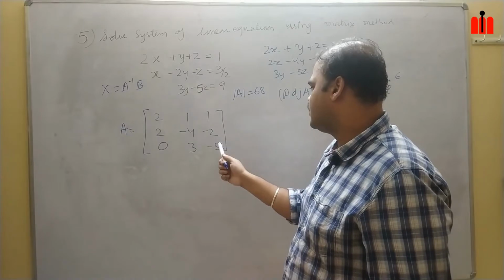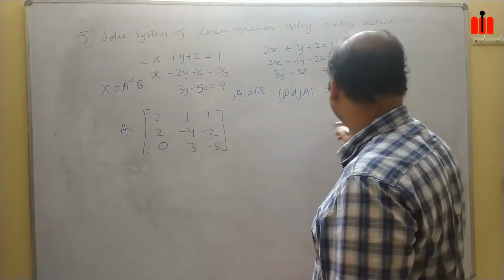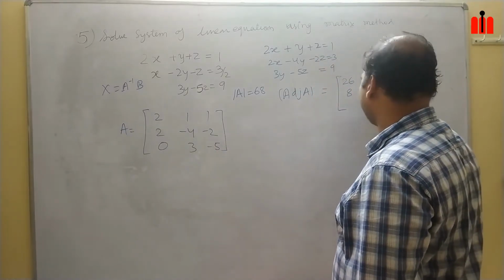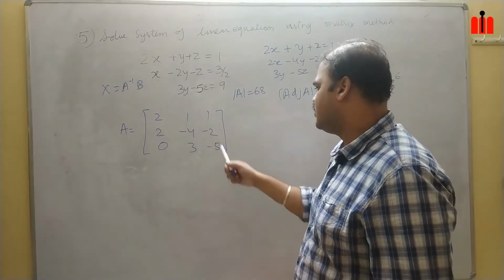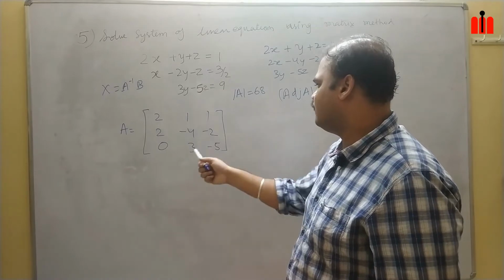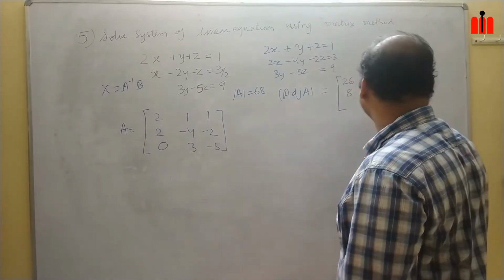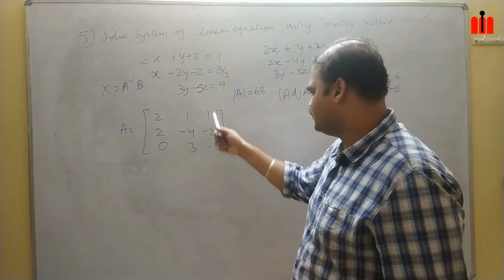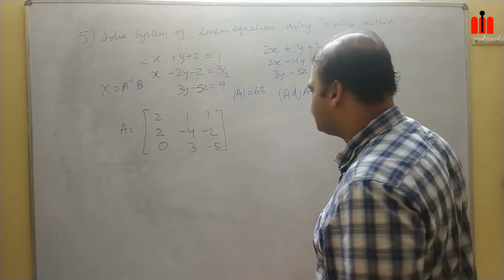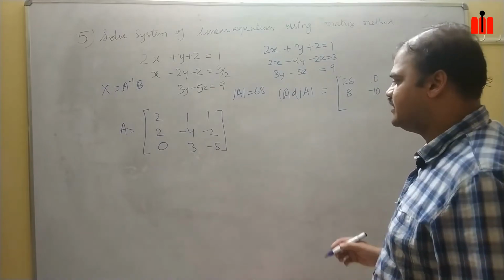Cofactor of minus 4 is minus 10. Cofactor of minus 2 will be minus 6, since it is the negative of the minor.